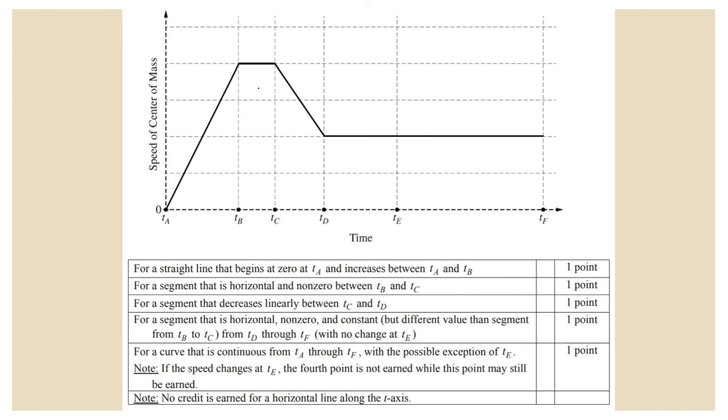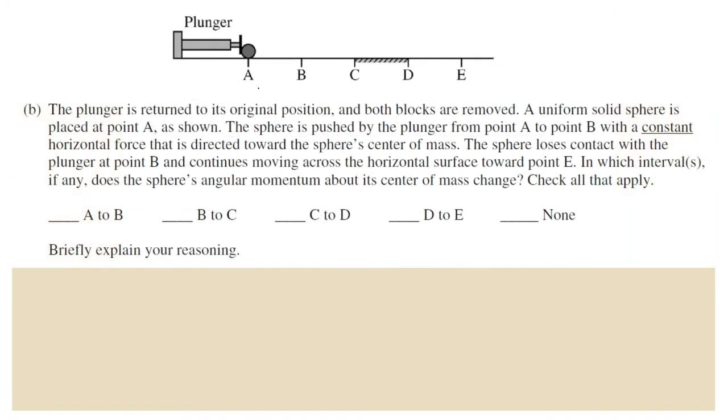All right, moving on to the last part of this question here, which is the last part of this video. It says the plunger is now returned to its original position and both blocks are removed. A uniform solid sphere is placed at point A as shown. The sphere is pushed by the plunger from point A to point B with a constant horizontal force that is directed towards the sphere's center of mass. The sphere loses contact with the plunger at point B and continues moving across the horizontal surface toward point E.